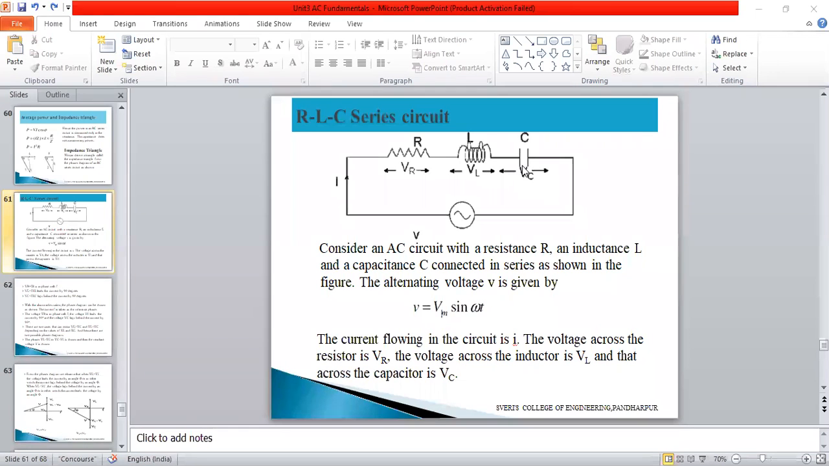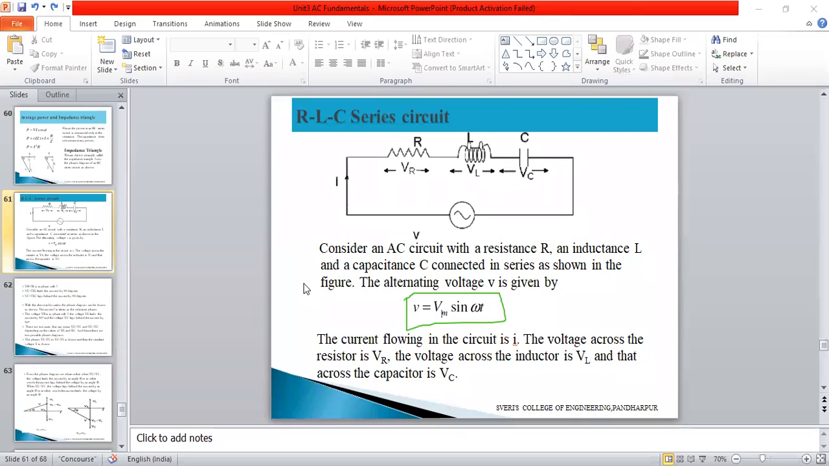The supply voltage is the same only. We will take voltage as the reference. So the alternating supply voltage, the instantaneous voltage, is V equal to Vm sin omega t. This is the formula we can write for the voltage. There is no difficulty in writing the voltage equation here now.